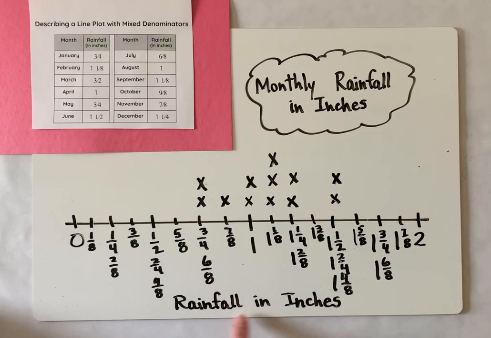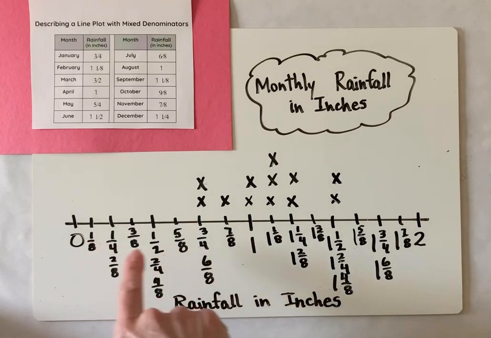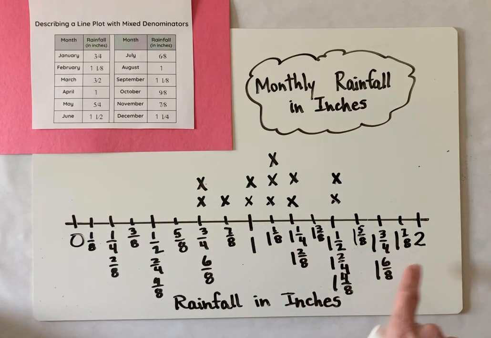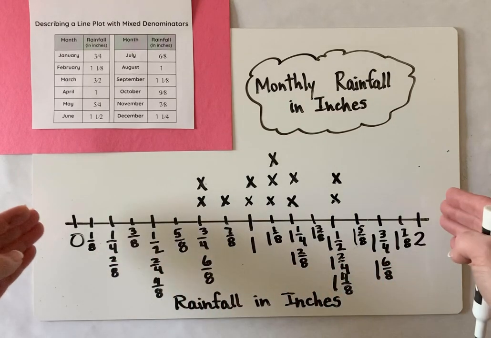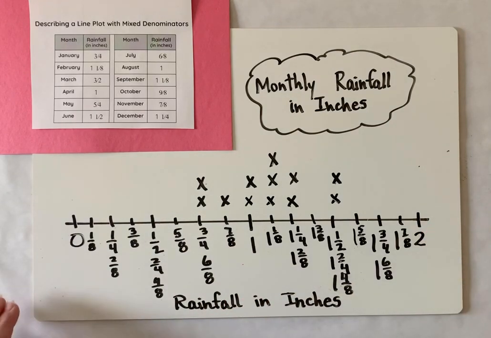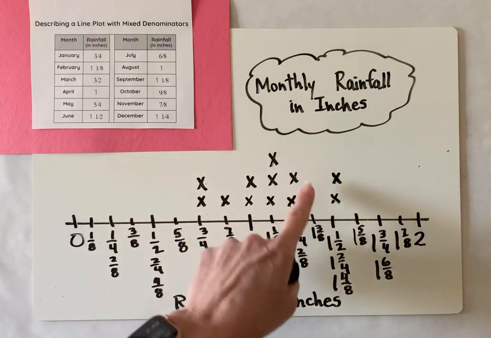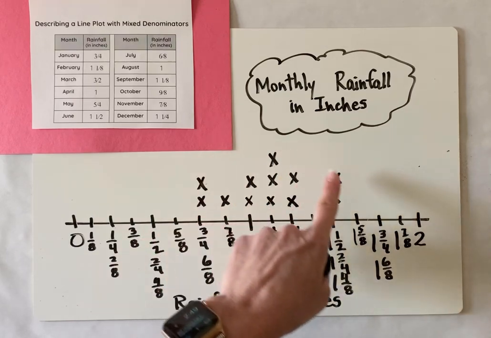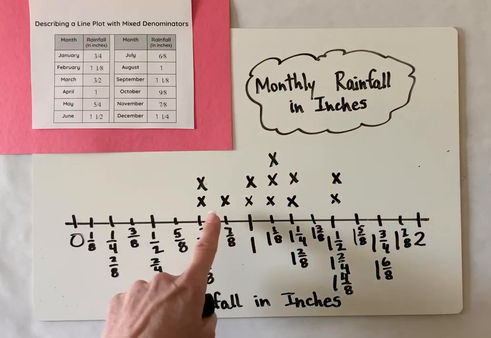This label down here talks about how much rainfall occurred in inches. So that's what these numbers mean. They are talking about the amount of rainfall. You notice our line plot went from 0 to 2. And then we have our data that's graphed, and these are the months.